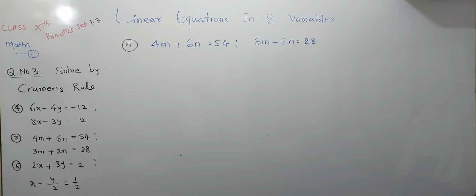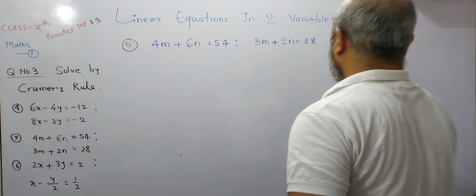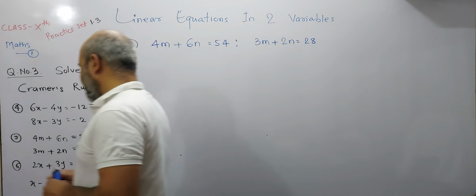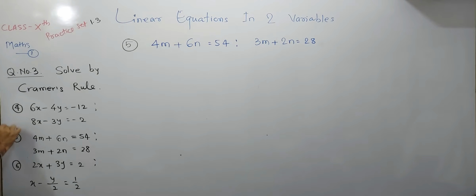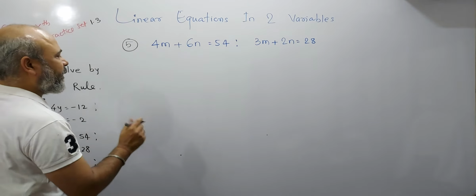हाँ तो बच्चों यहाँ पे अभी क्वेश्चन नंबर 5. क्वेश्चन नंबर 5 क्या है? 4m plus 6n is equal to 54 and 3m plus 2n is equal to 28. This is the question number 5. So fourth is over. Now we are solving fifth one, and again we will solve by Cramer's rule.